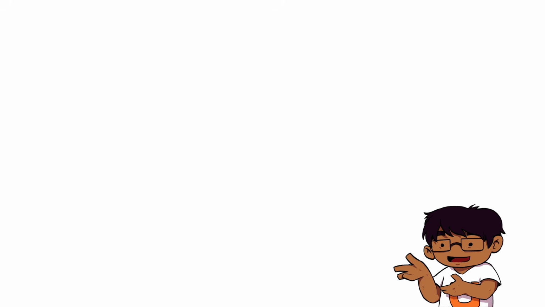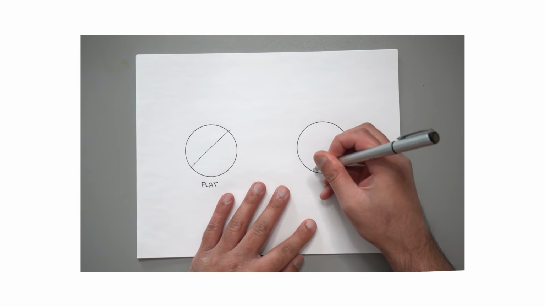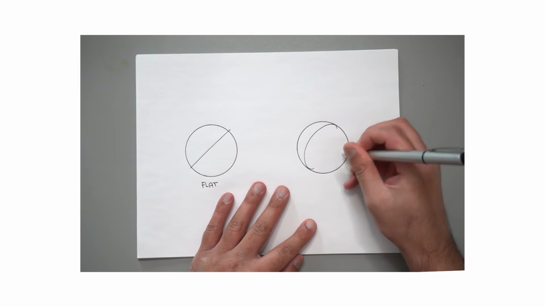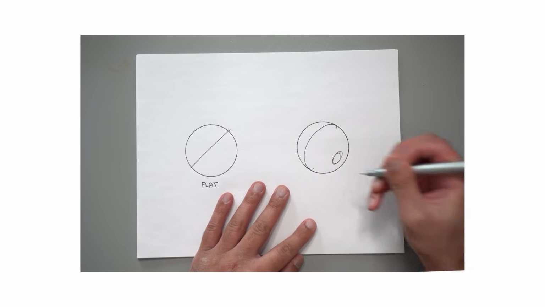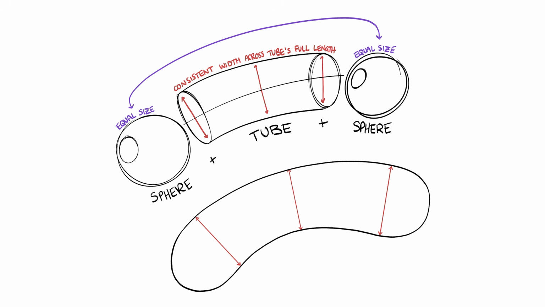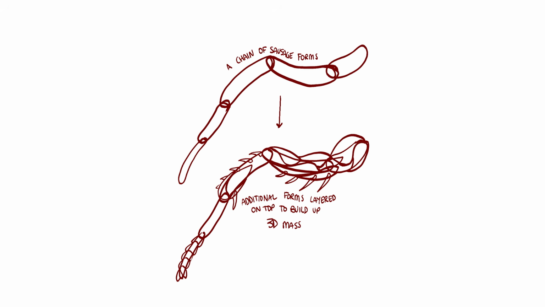Our next exercise, this one's called Sausages with Contour Lines, focuses on those lines that sit on the surface of 3D forms and describe how they curve and warp through 3D space, which I introduced a couple videos ago. We'll also be exploring the concept of sausage structures, which adhere to a specific set of characteristics and will be useful as we get into drawing insects and animals further into the course.